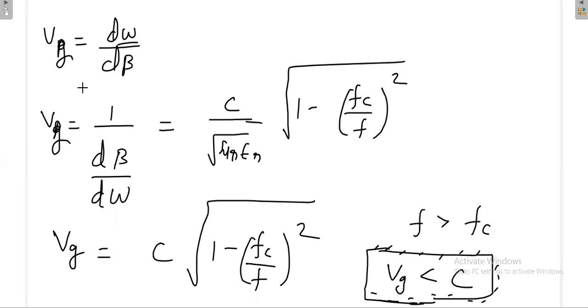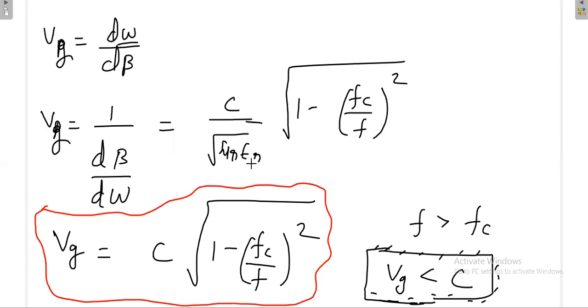Again, this is the formula you have to always remember. But whenever they give the medium properties, you should know where to introduce them. Not in the numerator, it has to be introduced in the denominator. If they give mu r or epsilon r, very rarely, then you have to introduce it appropriately. This is the group velocity.